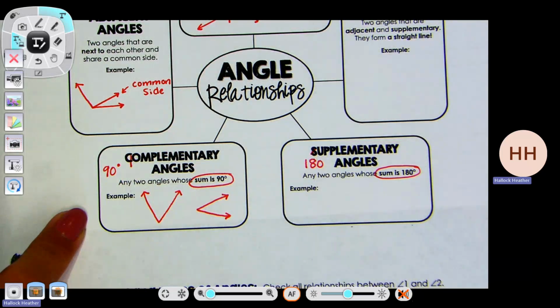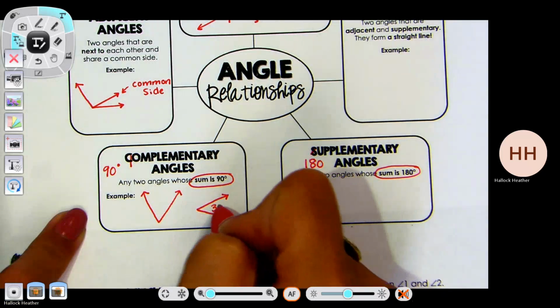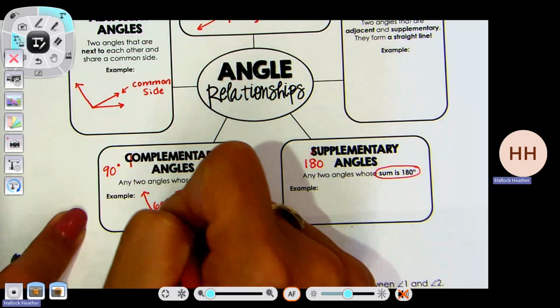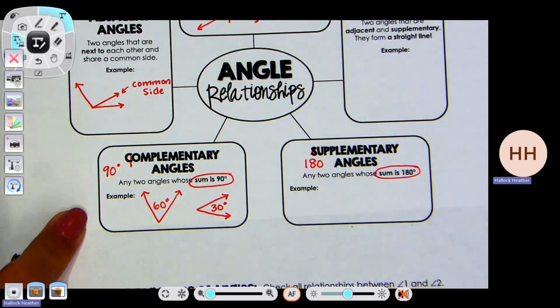So if I said one of these angles was 30 degrees, what would the other one have to be to be complementary? 60, because I've got to add to make 90. And then it's the same thing for supplementary.